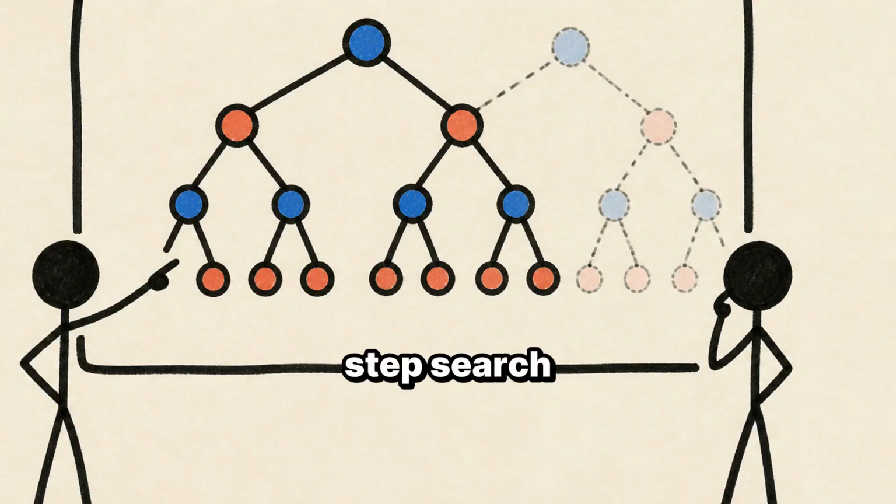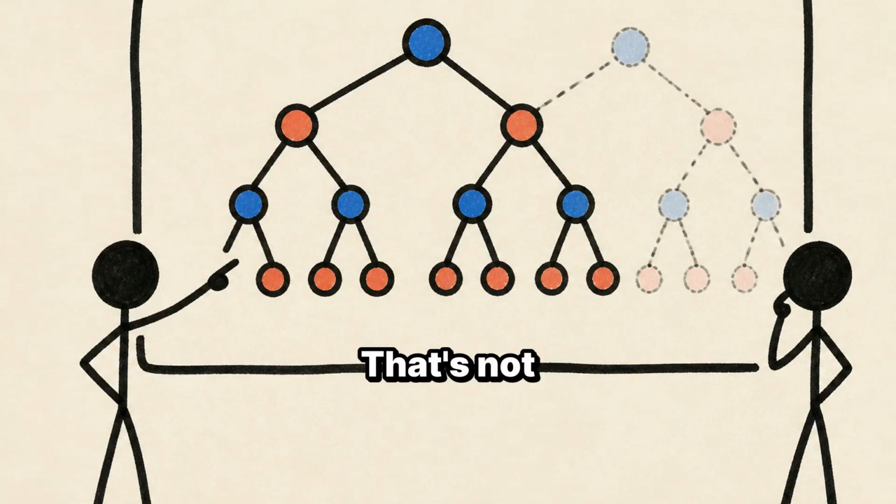So the 16-step search for one broken commit in 64,000? That's not magic, that's just math.